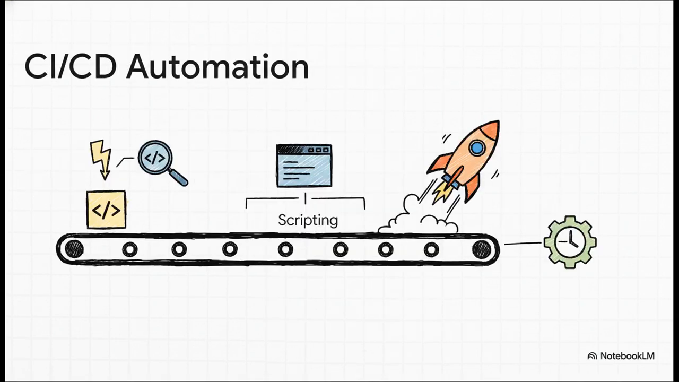Or how about this one? CI/CD automation. You can use hooks to automatically run your linters or tests before a tool is even used. You can script the entire workflow with the CLI. And you can run those long jobs, like deployments, as background tasks so your main session is never blocked. This is about plugging Claude directly into your development pipeline.